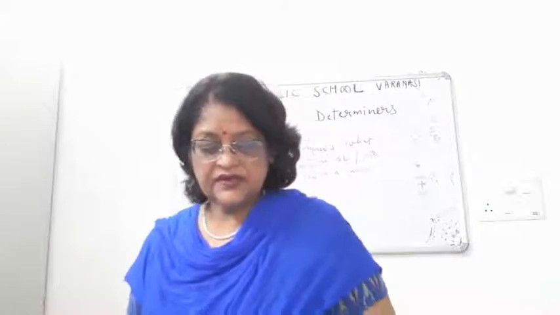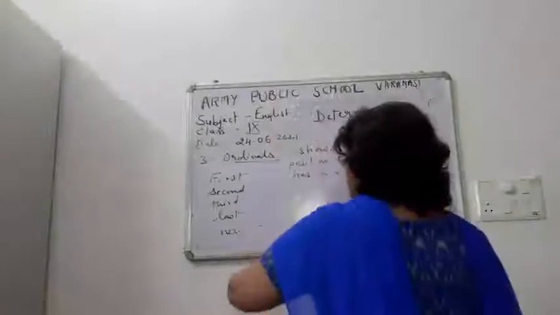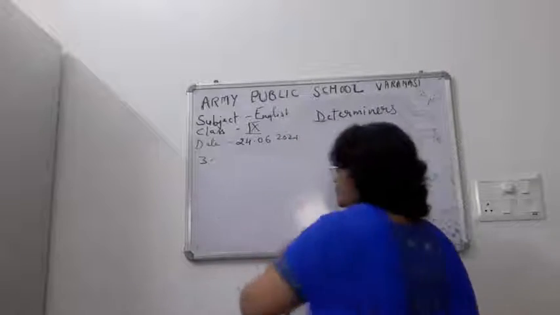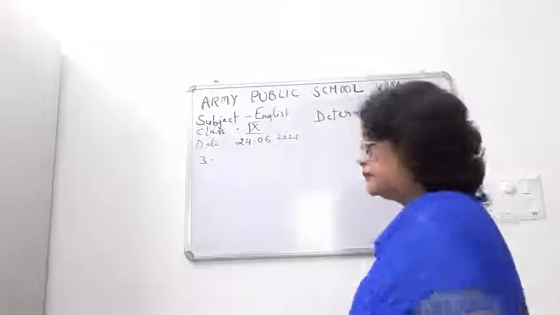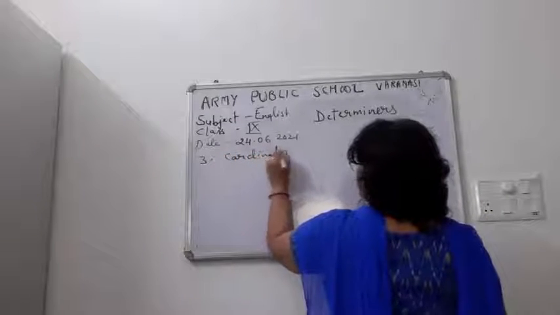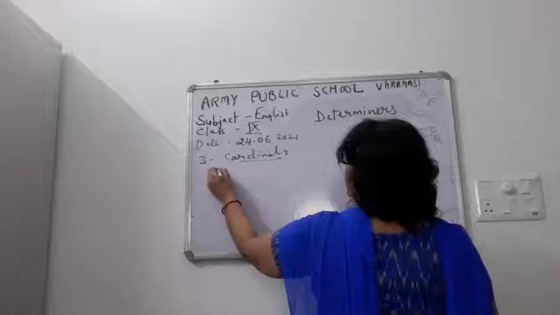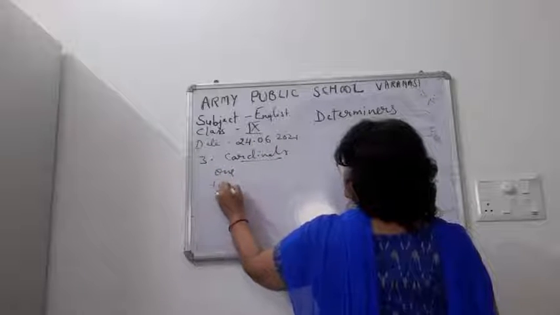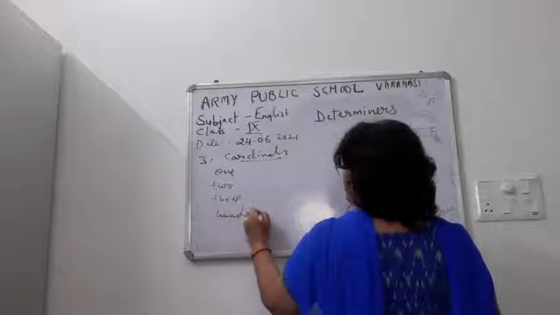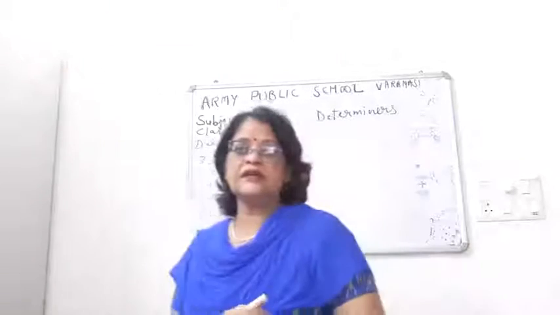And now, children, the fifth one is cardinals. What is cardinal? 1, 2, 300. Okay, all these things are cardinal.